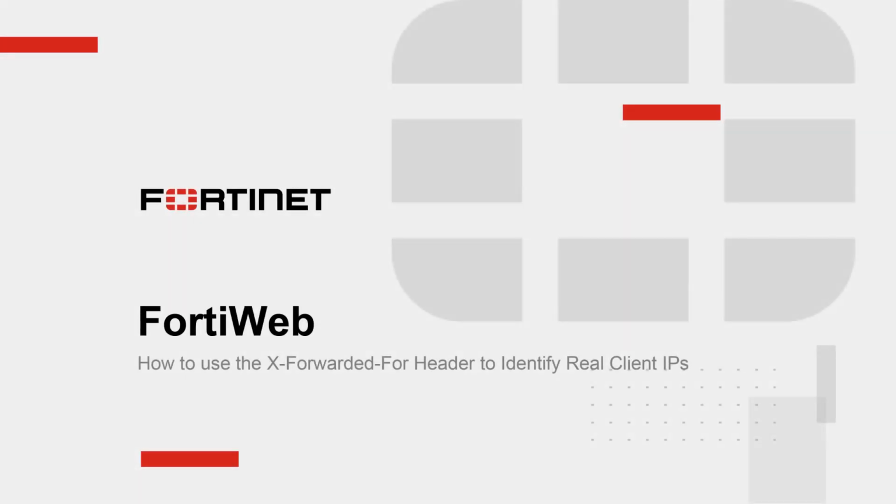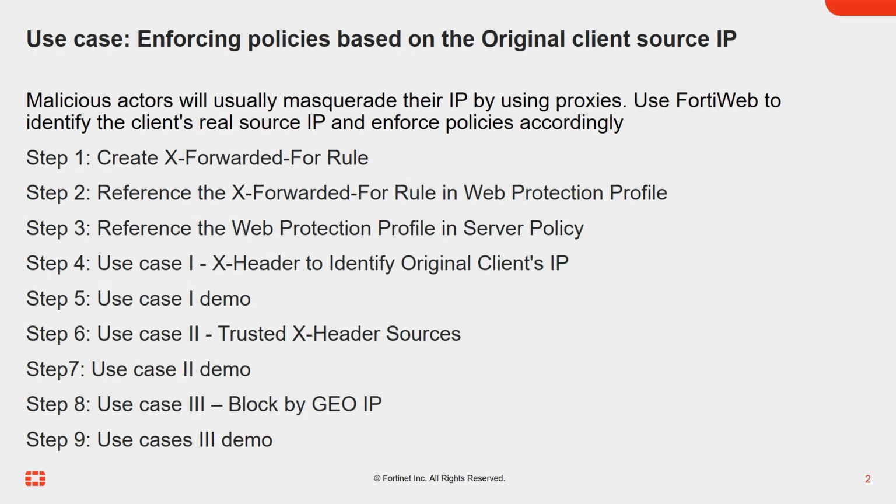In this video, we will cover the how-to guide as to how to configure FortiWeb to identify clients and enforce policies based on the original client IP. Malicious actors masquerade their IP address using proxies. In this video, we will configure FortiWeb to use the X-Forwarded-For header to accurately identify the real client IP and to effectively block these sources.